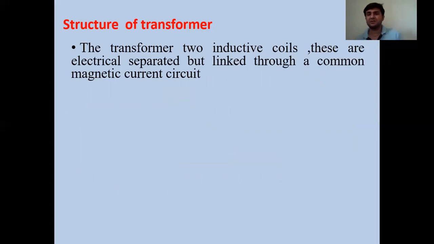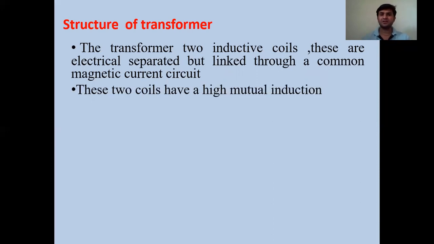What is the structure of the transformer? A transformer consists of two coils placed on two limbs of a magnetic core. The coils are placed on an iron core, or any ferromagnetic material selected. There are two types of coils: one is the primary winding and the second is the secondary winding. These two coils are mounted on the iron core of the transformer.